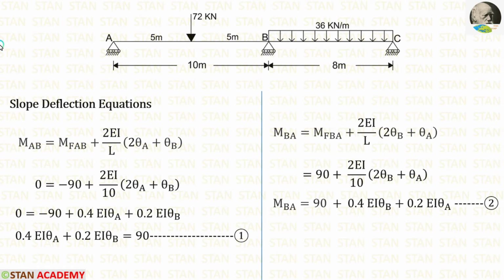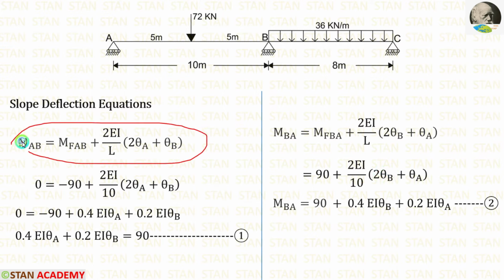Now let us make the slope deflection equations. First, let us make them for the span AB. We know that in every span there will be two slope deflection equations. We already saw the formulas in the beginning. We can apply the fixed end moments we have already calculated. Also, we can apply the value of L, 10 meter, in both of the equations.